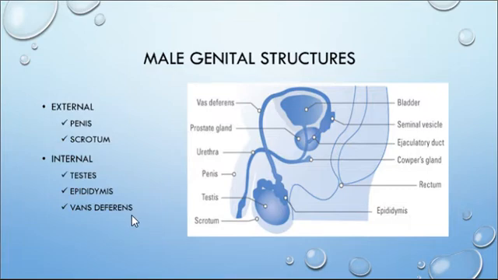The vas deferens, which is here, coming down into the epididymis, transports the sperm from the epididymis to the ejaculatory ducts, and it is a partially coiled tube which exits the abdominal cavity through the inguinal canal.